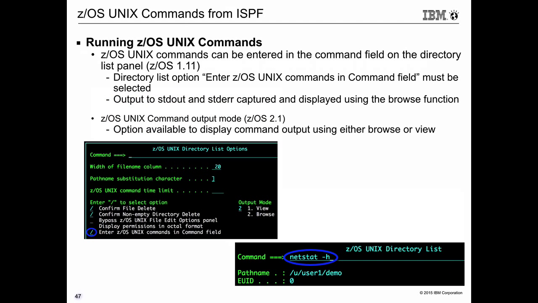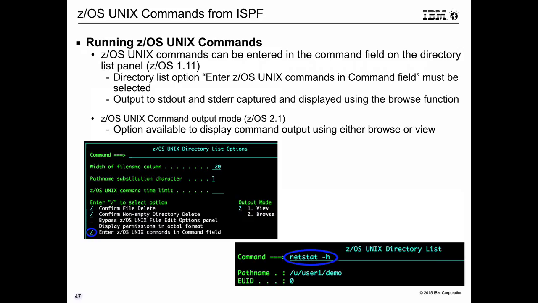And probably the last thing we'll talk about in this section is the ability to run z/OS Unix commands in several different ways. First of all, when we're on the directory list panel, we can just type a z/OS Unix command at the top of the screen on the command line. If you look at the bottom of the screen, you see me typing a netstat command, netstat -h, and it'll put me in a browser or a view where I can see the output of the command.